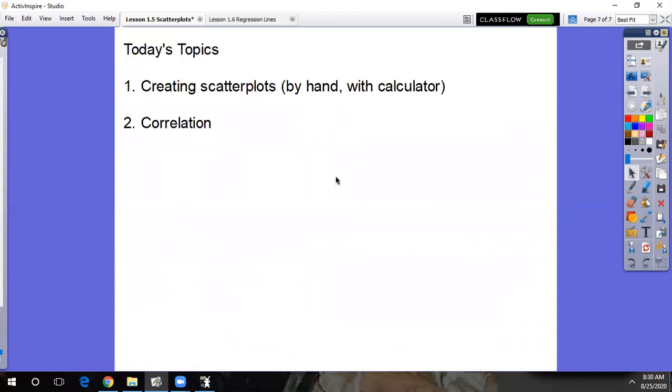So that is it for today's video. We talked about creating scatter plots. We did them by hand and then also with a calculator, and then we gave a definition of correlation. In class, we're actually going to take this scatter plot and analyze it a little bit more, and then I'm going to let you have a chance to collect some data and make your own scatter plots and tell me what conclusions you can draw from them.